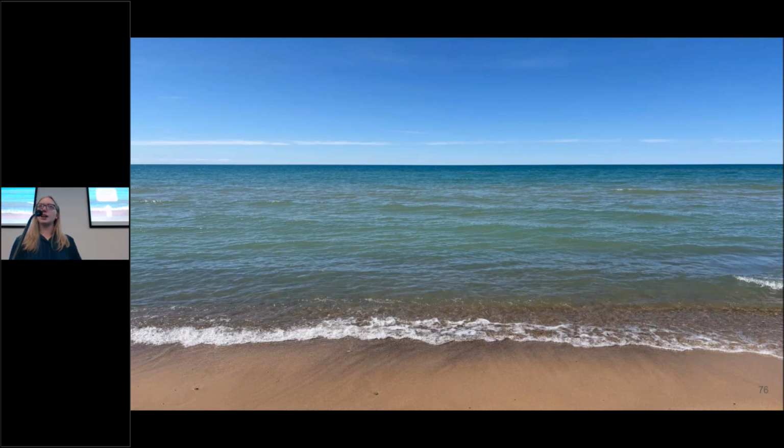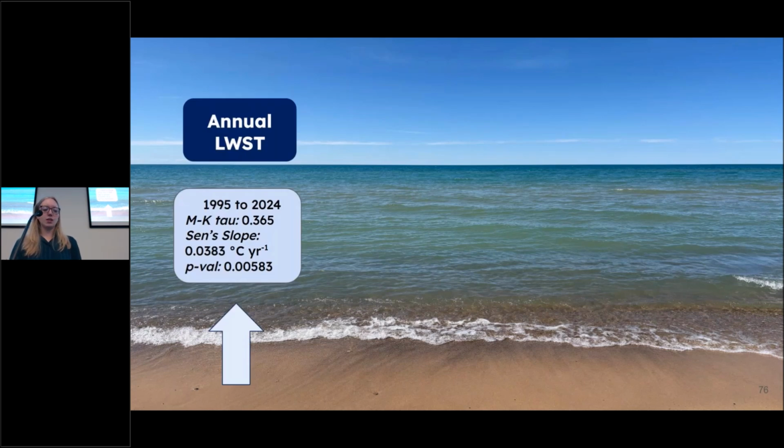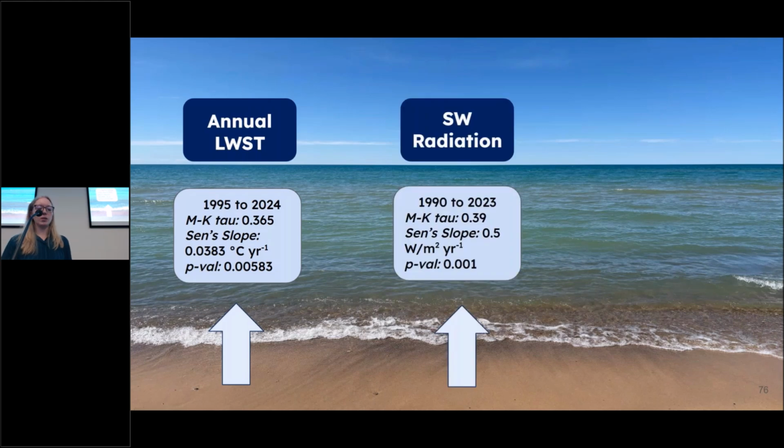The first was, once again, water temperature from 1995 to 2024, using the Great Lakes Surface Environmental Analysis regional average for Western Lake Erie. That had a slope of about 0.38 degrees Celsius per year. Downward shortwave radiation from 1990 to 2023 increased at about 0.5 watts per meter squared per year.